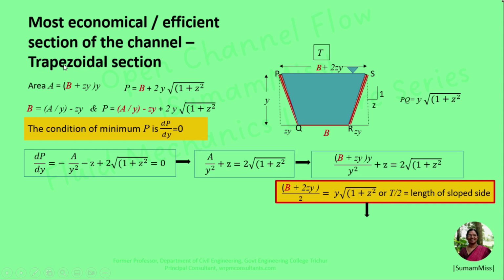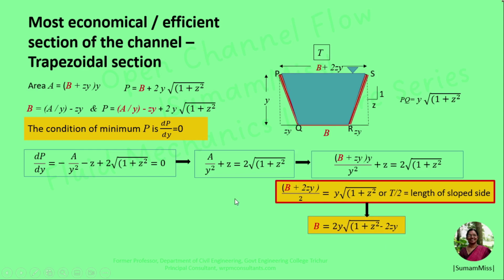So to conclude here, for a trapezoidal section, the most economical or efficient section of the channel is half the top width equal to the length of the sloping side. So we can express the bottom width b equal to 2y into root of 1 + z square minus 2zy.